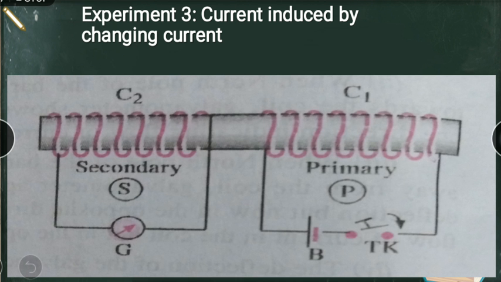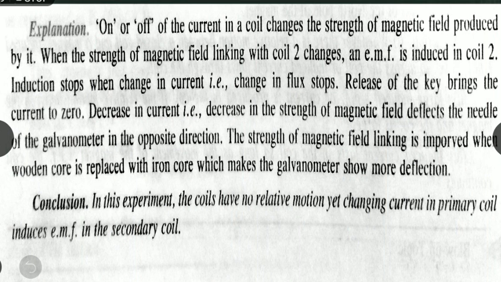Before that, let's see what this setup means. Switching the current on or off in a coil changes the strength of the magnetic field produced by it. When the strength of the magnetic field linking with coil 2, which is nothing but our secondary coil, changes, an EMF is induced in the second coil.